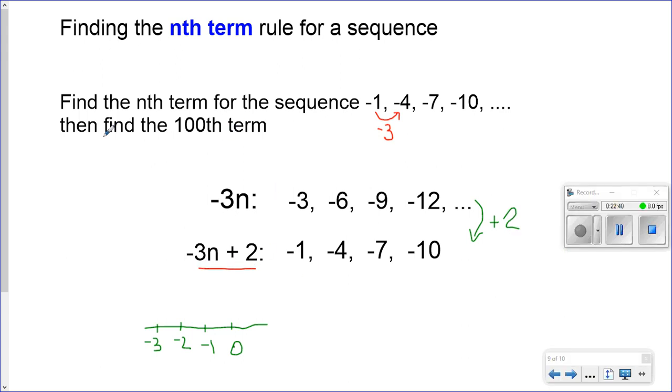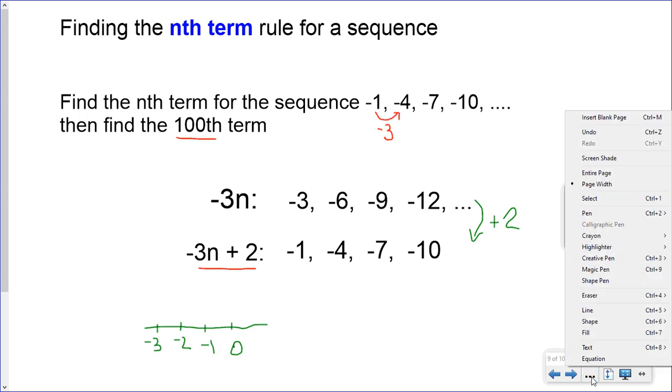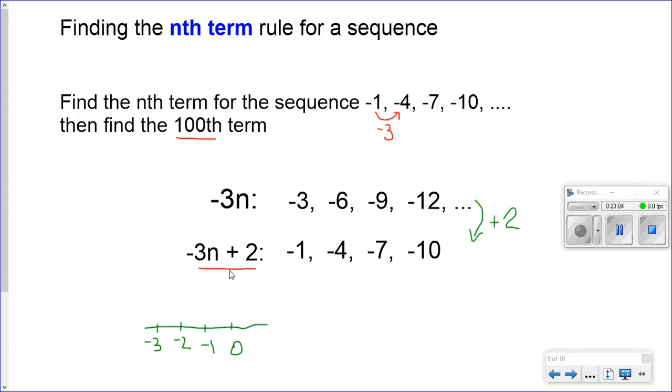Just as with the others, we're now going to find the 100th term. Now just be mindful, I'm just going to say at this point, you may be asked to find a different term, something like the 50th term or the 20th term. Whatever term you have to find, just remember, whatever that number is there, that's what we're going to replace n with. So here's our rule we've just worked out. We're going to replace n with 100. So -3, instead of times n, we're going to times 100. Then add 2.